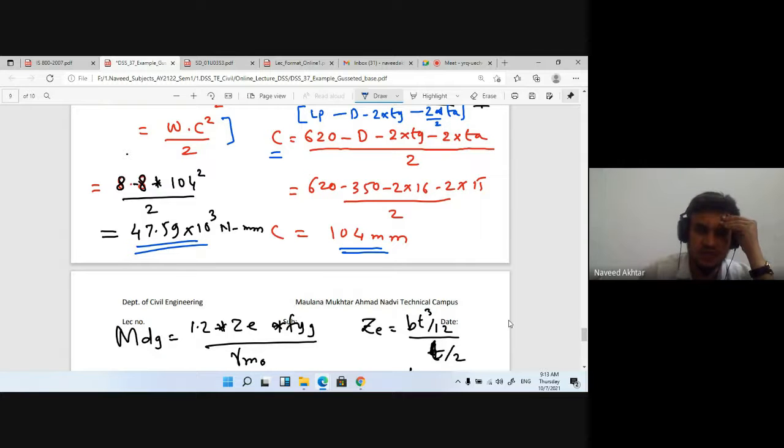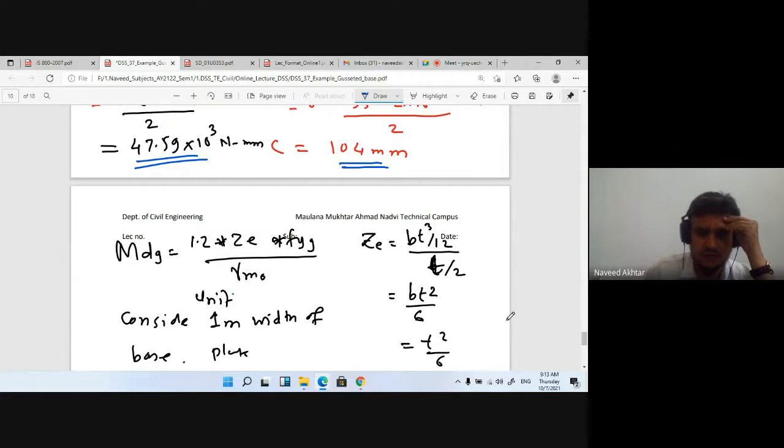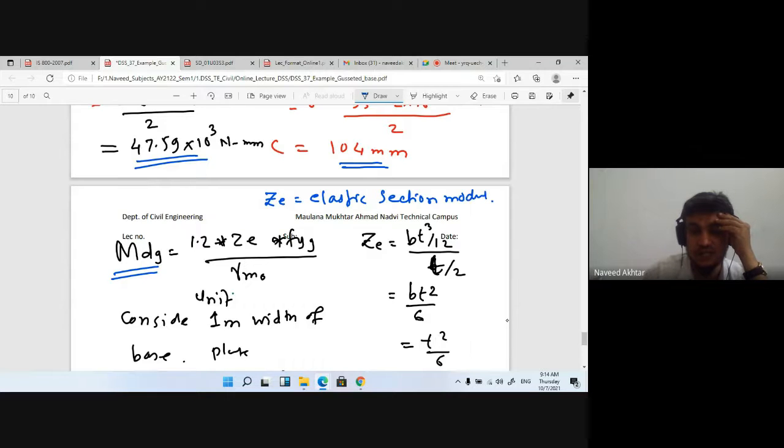mm. Now we know the design strength of your section: MDG is equal to 1.2 times ZE Fy by gamma M0. ZE is nothing but the elastic section modulus. So you can write ZE is equal to I upon Y bar. I is BT cubed by 12, and Y bar is T by 2.